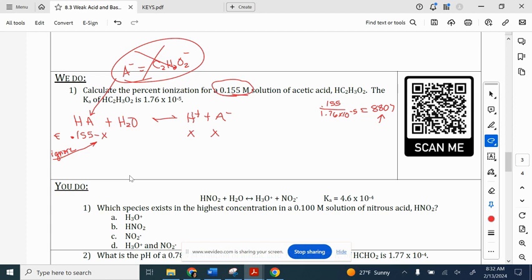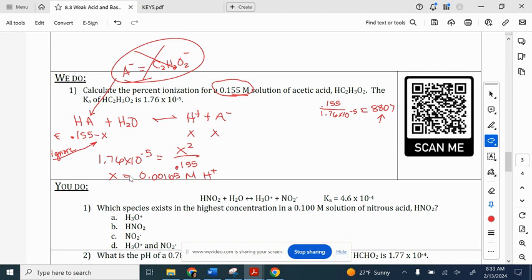I'm going to take that Ka value, the 1.76 times 10 to the minus 5, equal to x squared over 0.155. So I multiply my Ka by the 0.155 and then take the square root. And that's molar H plus. Now, if they wanted me to calculate the pH, what would I do? Negative log of this. If they wanted to know the value of this A minus, it would also be equal to this value. That's not what they wanted, though.